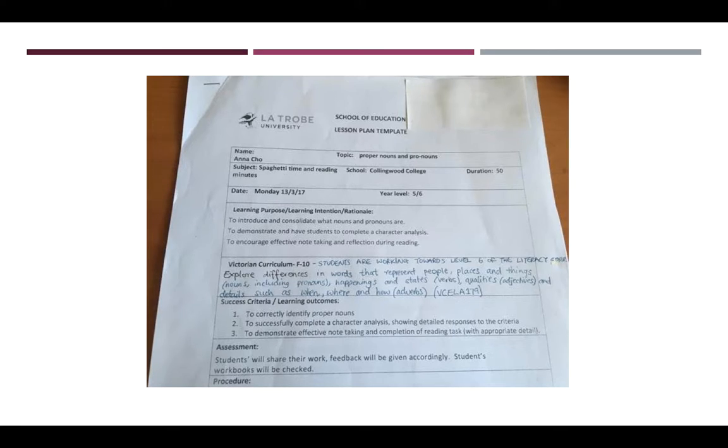The Victorian curriculum section that it satisfies is exploring differences in words that represent people, places, and things, such as nouns, including pronouns, happenings and states, qualities, and details such as when, where, and how. Students are working towards level 6 of the literacy curriculum.